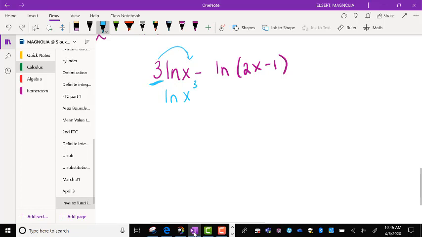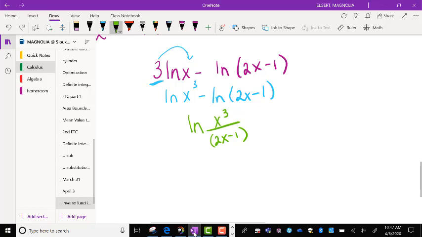And it works both ways. That means this 3 can come in front and be a coefficient of the whole natural log, or it can be a power, minus the natural log of 2x minus 1. That's called the power rule. Then I can also use a different rule called the quotient rule. So I can condense this into one natural log. It would be x cubed divided by 2x minus 1. The quotient rule says that when you're subtracting, you can make those into a division.